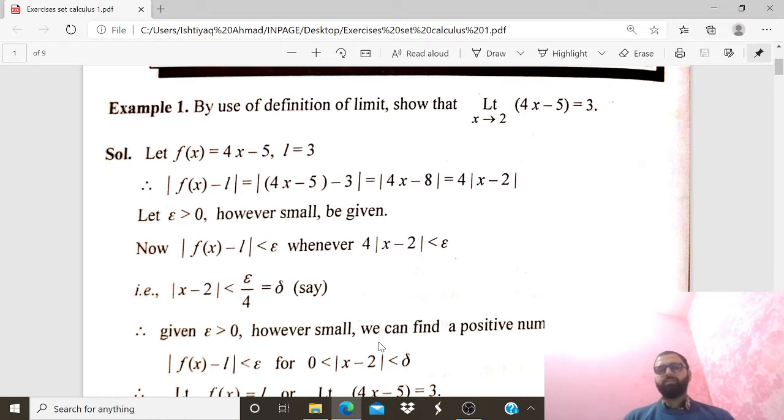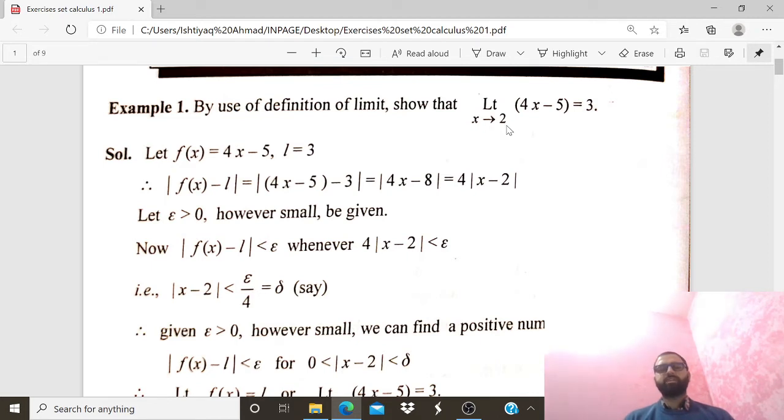So far I have given you a result that a limit exists finitely if and only if the right hand limit as well as the left hand limit exist at a point, and both of them are equal. More importantly, here we are going to use the epsilon delta definition of limit, and we have to prove that this function 4x minus 5 has limit 3 at point x equal to 2.